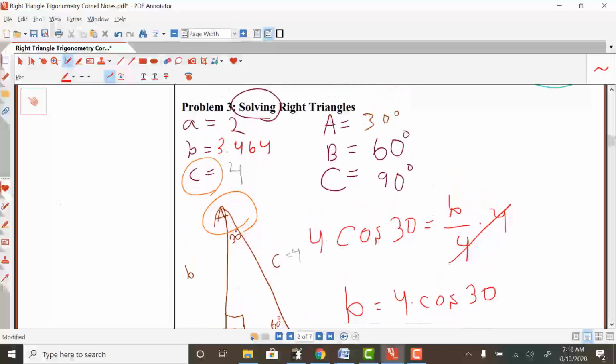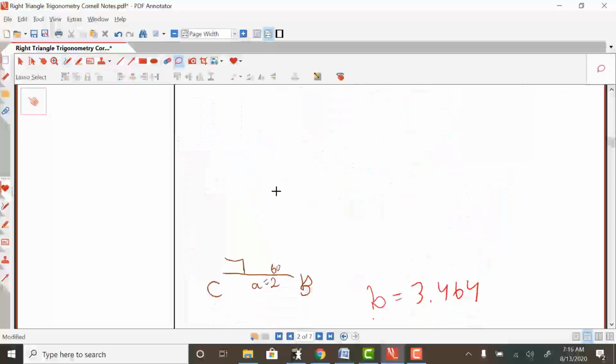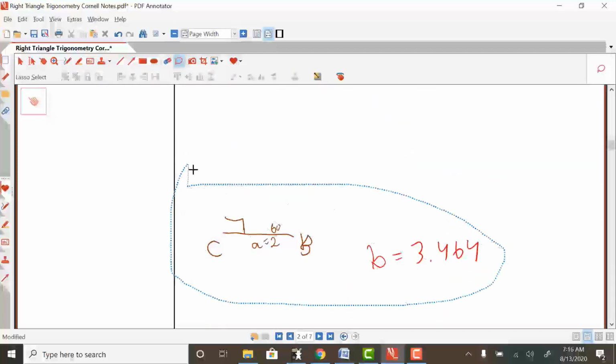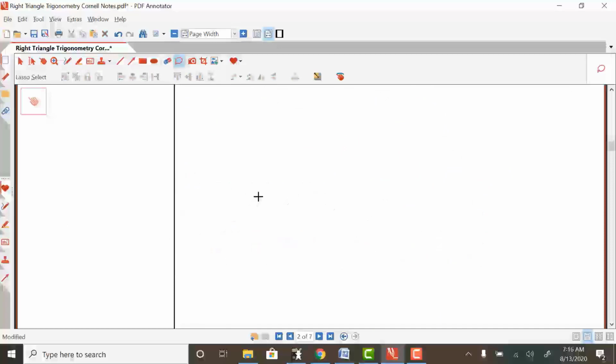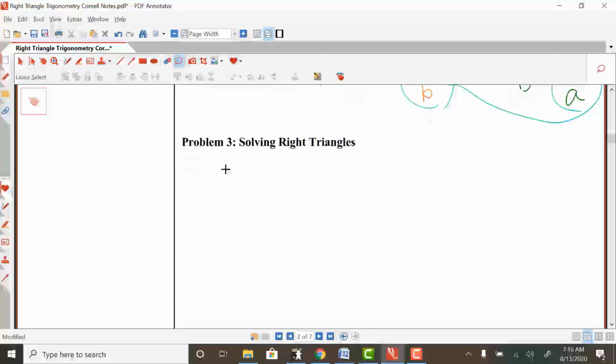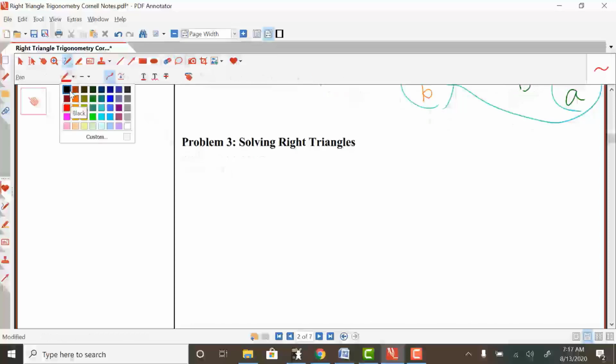So we have solved for this triangle. We found all three sides and we found all three angles. This triangle is completely solved. Good job. Let's try another one. And I'm sorry if we ran out of space. Maybe I should write smaller.